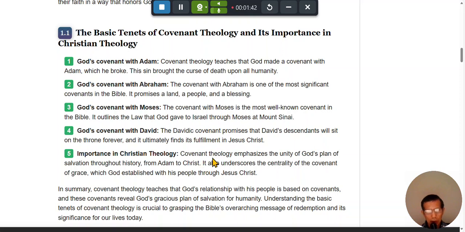That is, the theology emphasizes the unity of God's plan of salvation throughout history, from Adam to Christ. It also underscores the centrality of the covenant of grace which God established with his people through Jesus Christ. So all this covenant is about the person of Jesus Christ. You can study more about that. There's a link to this article. It's very well written.